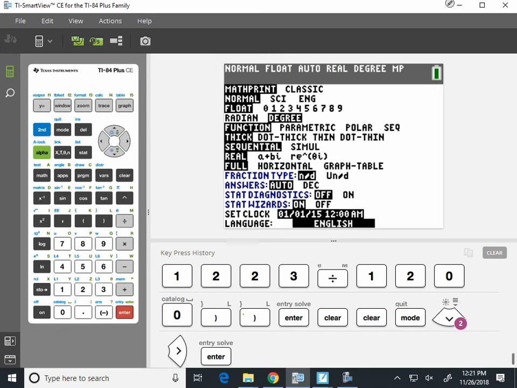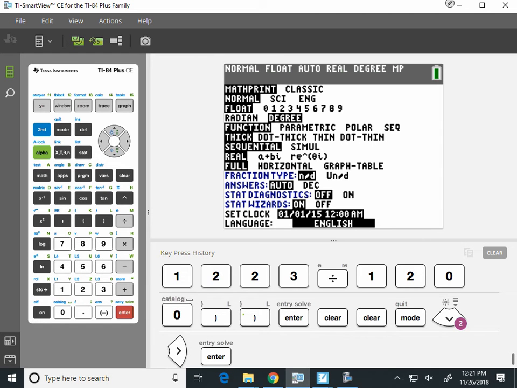This is really important. If you're not in this mode, you're going to get the wrong answer. I will talk about radians later, what a radian is, maybe. Your calculator, as long as you do not reset it, should stay in this mode forever and ever and ever.